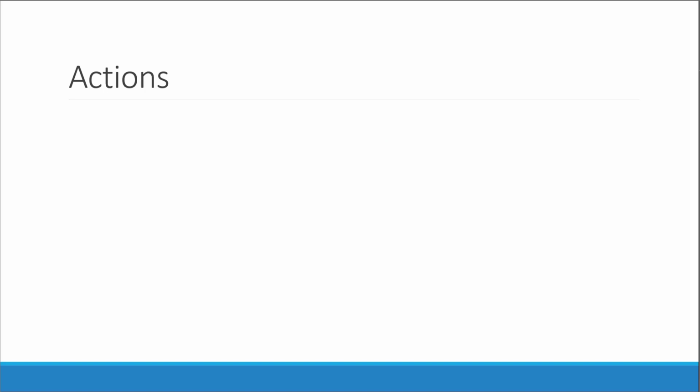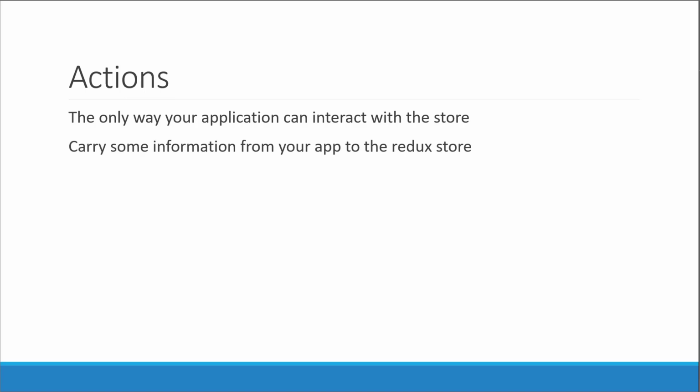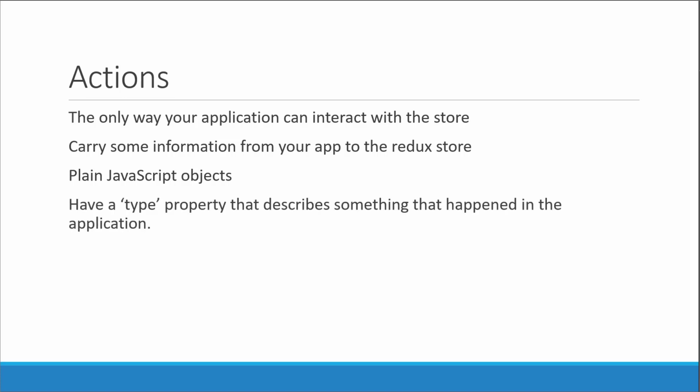Now, what do we know about actions so far? We know that actions are the only way your application can interact with the store. Actions carry some information from your app to the Redux store. We also learned that actions are plain JavaScript objects. They must, however, have a type property that describes something that happened in the application. The type property is typically defined as string constants.